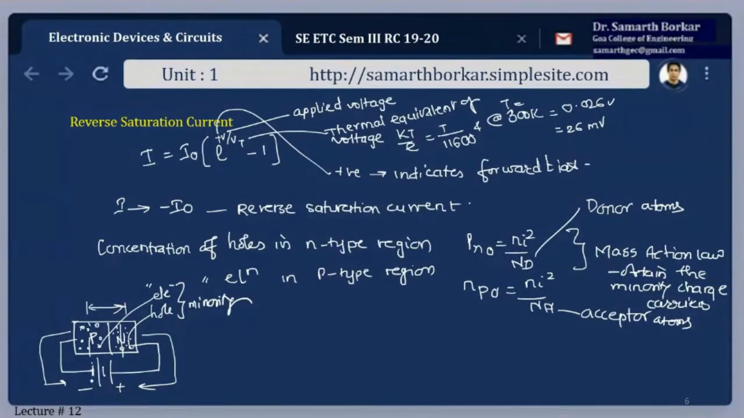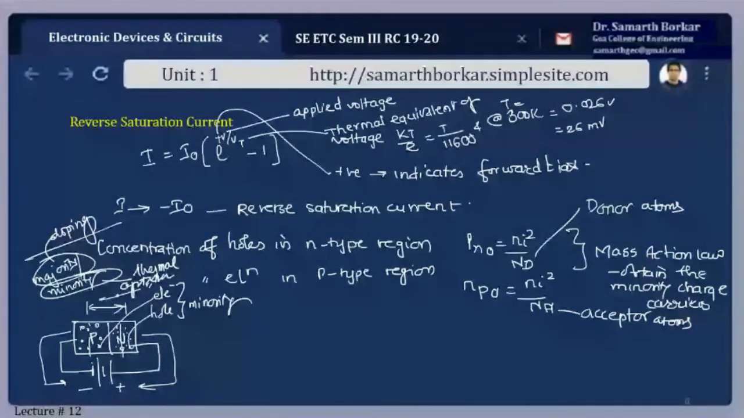Fine. And who is going to support them? The electric field that is being generated here. I hope this is clear. Current is due to majority charge carriers and minority charge carriers. Majority charge carriers are on account of doping profile, and the minority charge carriers are on account of the thermal agitation and so on. Clear?